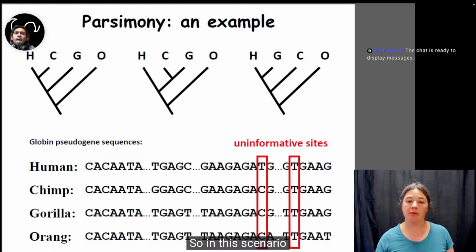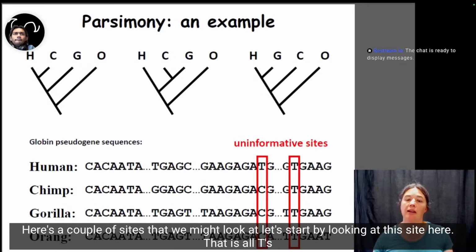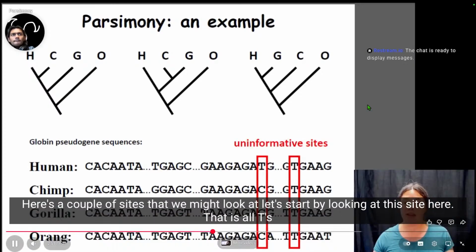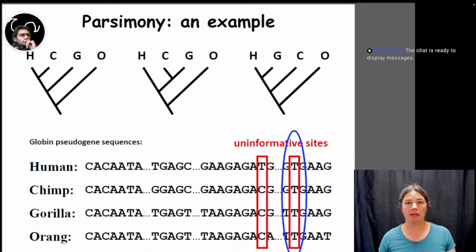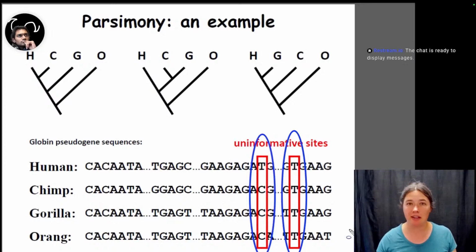So in this scenario, here's a couple of sites that we might look at. Let's start by looking at this site here that is all T's. Does this tell you anything about the relationships between the different organisms in this group? They all have a T. It doesn't tell you which one's more closely related to which other one. So that doesn't really help us. This one here, you might think this one seems a little bit better because only humans have a T and the other 3 have C's, right? But actually, this doesn't really help you either because all of these guys have the ancestral trait and only humans have the derived trait.